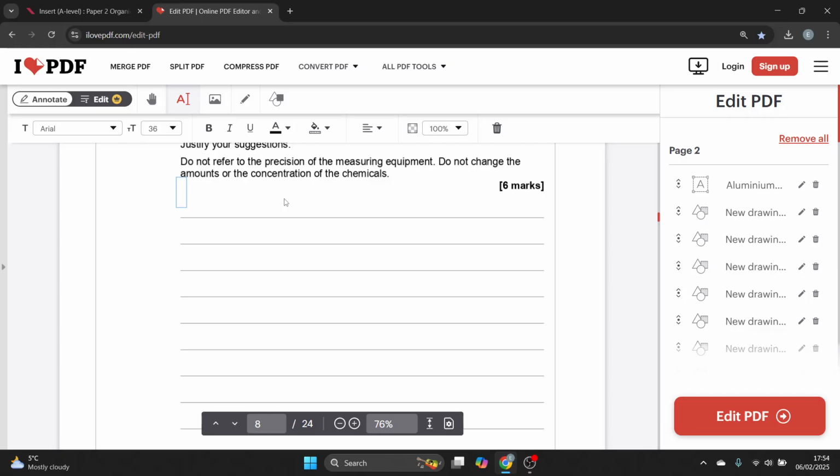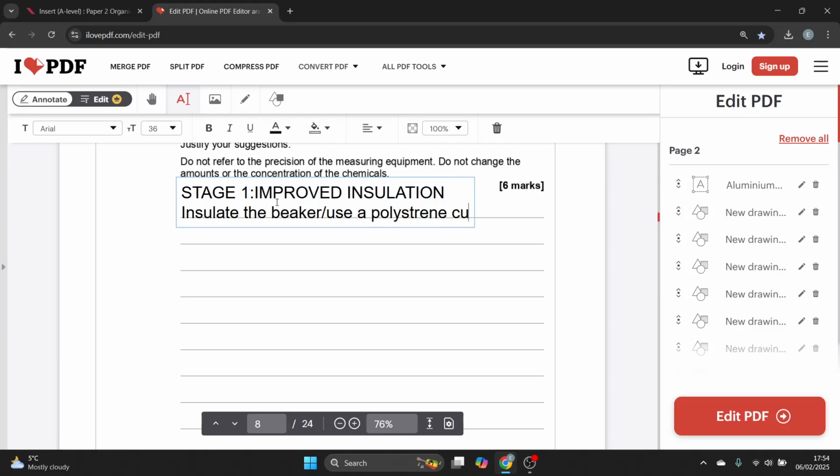Stage 1, always improved insulation. So, insulate the beaker, or use a polystyrene cup. What do I do that for? To reduce heat loss.